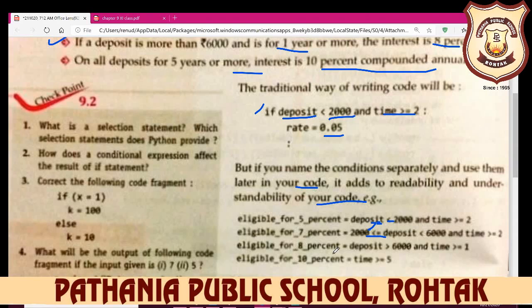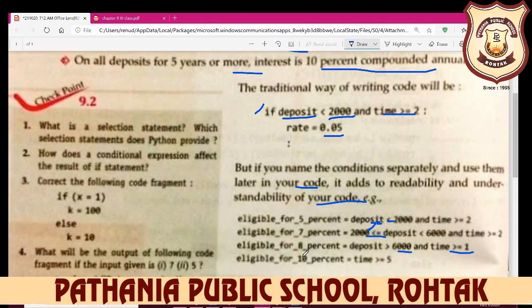But who gets the 8% rate? If we deposit greater than 6000 rupees and for time greater than or equal to 1 year, so greater than or equal to means one year or above, we get the rate of 8%. Eligible for 10%: time greater than or equal to 5.